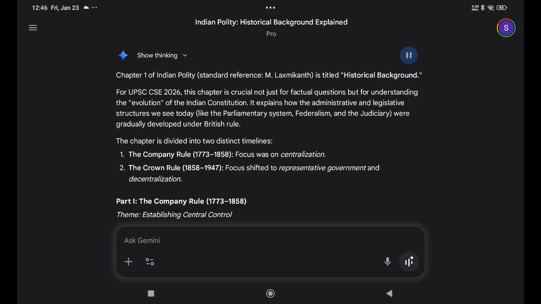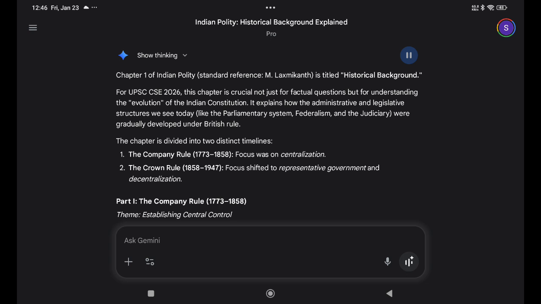Chapter 1 of Indian Polity, Standard Reference, M. Laxmikant, is titled Historical Background. For UPSC CSE 2026, this chapter is crucial not just for factual questions but for understanding the evolution of the Indian Constitution. It explains how the administrative and legislative structures we see today, like the parliamentary system, federalism, and the judiciary, were gradually developed under British rule.